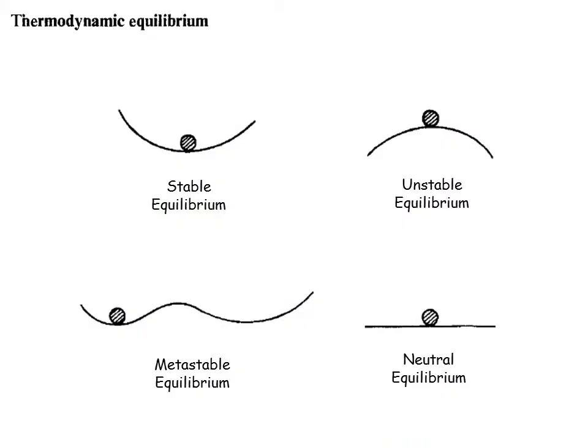Now let us talk about thermodynamic equilibrium. Mainly there are four types of equilibrium possible in a thermodynamic system. One is stable equilibrium. Next one is unstable equilibrium. Then there is a metastable state, that is not the lowest energy state, but it is also stable to some extent. And then there is a neutral equilibrium state. And it is very easily explainable using the diagram in this slide.